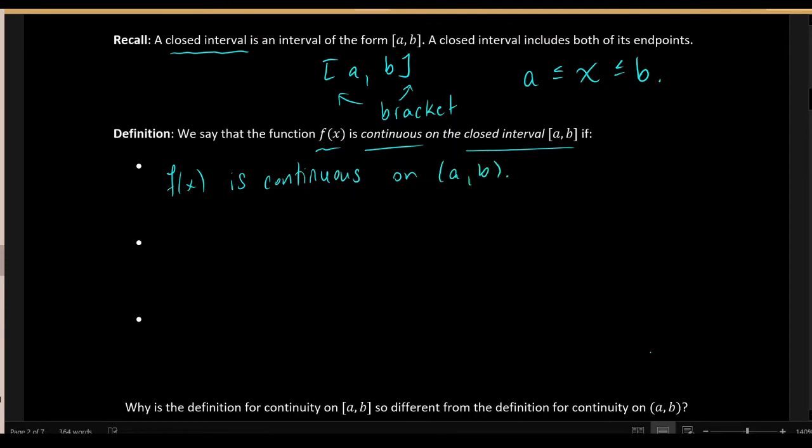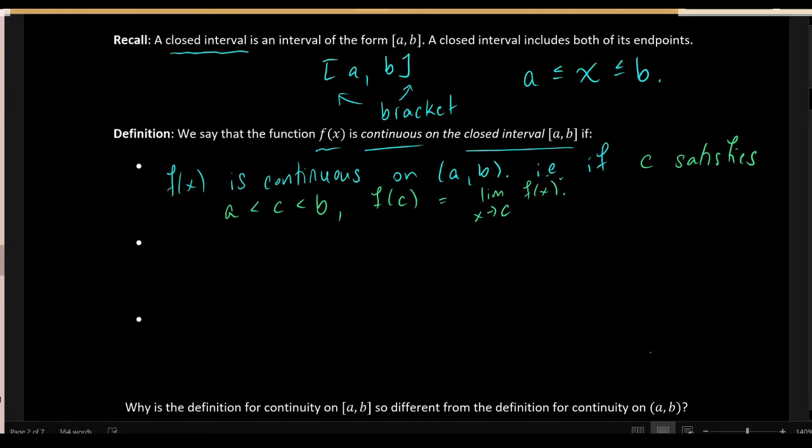So what this means is that if you take any x value strictly in between A and B, if C satisfies being strictly between A and B, then the value of the function at C is an exact match for the two-sided limit at C.